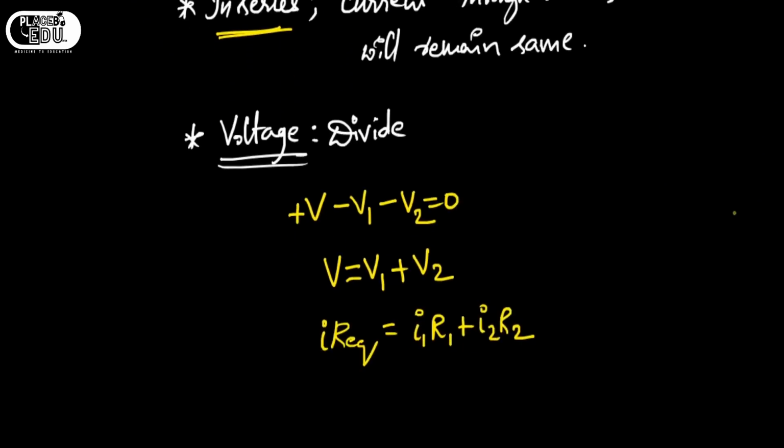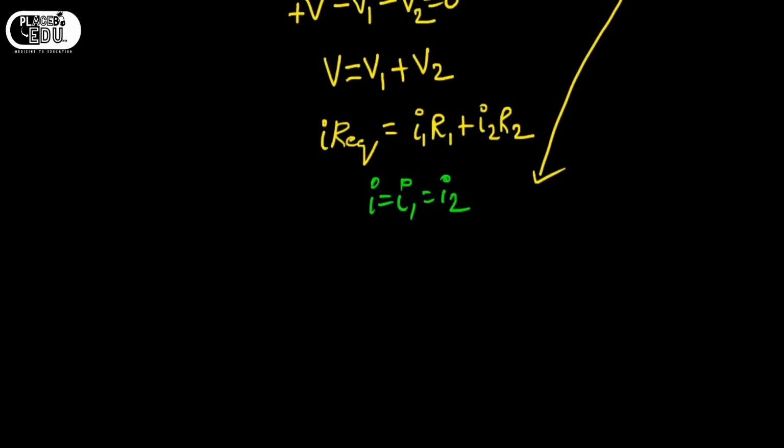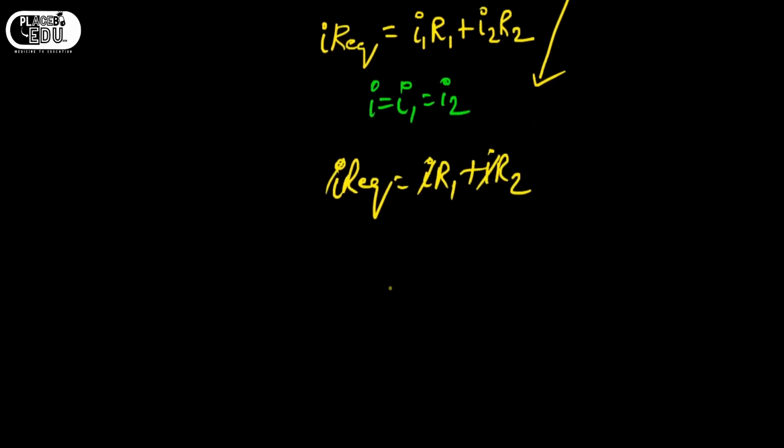So from this point, I am considering that I equals I1 equals I2. So I can replace all I1, I2, I3 with I. I3 is not there; if I3 is there, you have to replace it with I. So I R equivalent equals I R1 plus I R2. Cancelling all I's, we will be left with R equivalent equals R1 plus R2.